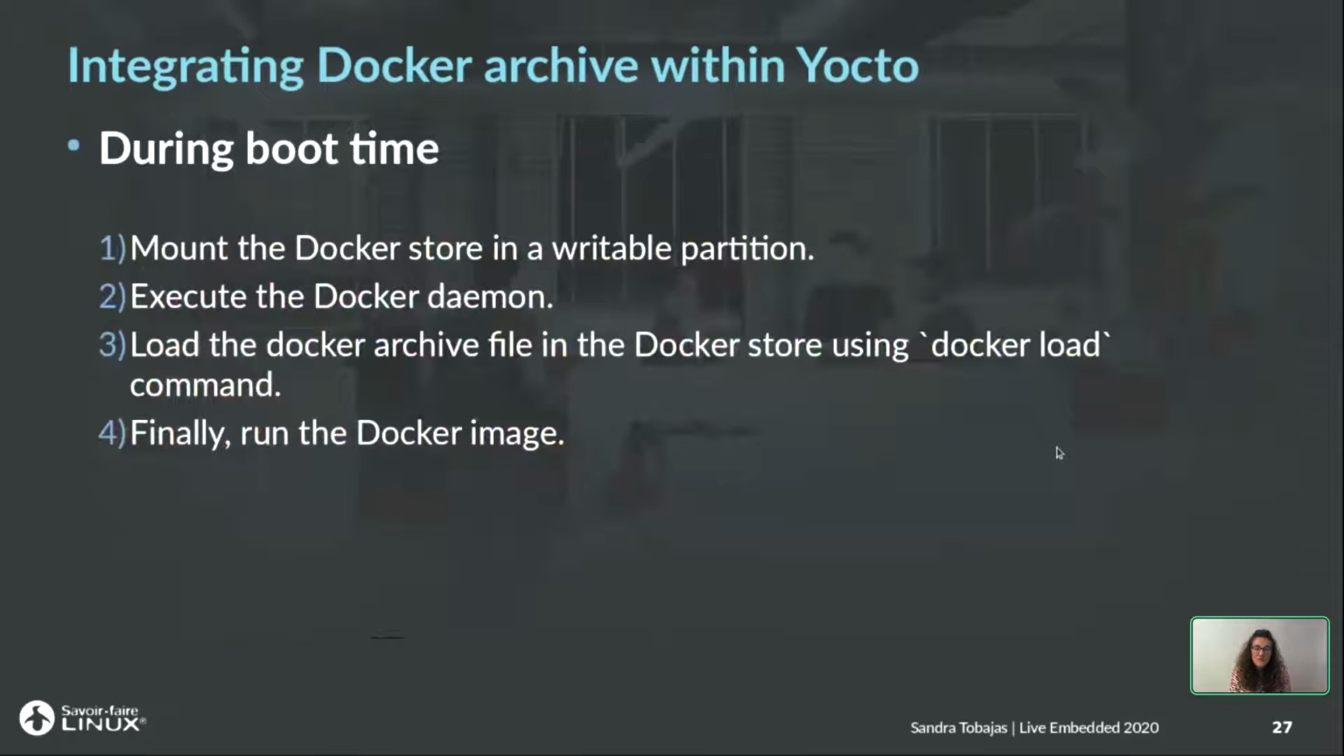So, during the boot time, the Docker engine will be present in the root file system. So the steps will be: mount the Docker store in a writable partition in order to run the Docker daemon, start the Docker daemon, load the Docker archives, and finally, run the Docker images. Indeed, one or multiple Docker images can be stored in the root file system and be run at the same time.